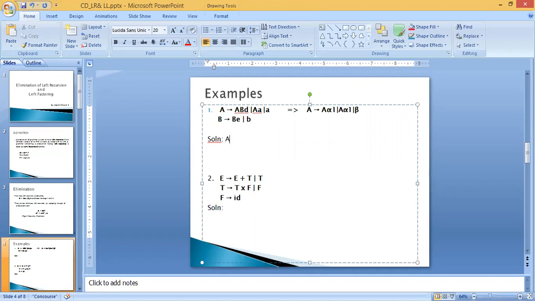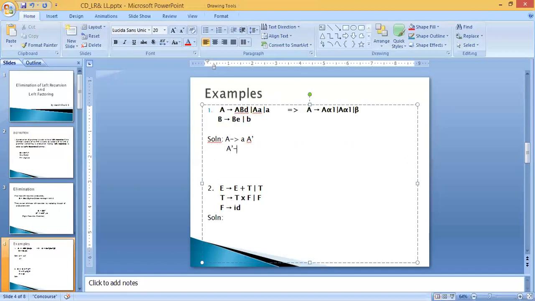So we will start. A gives, as I said, we should start with the beta part. The beta part is the one which does not have left recursion. Which is the one here? Small letter a. And this should be followed by the introduction of a new non-terminal. Let me write it as A dash.